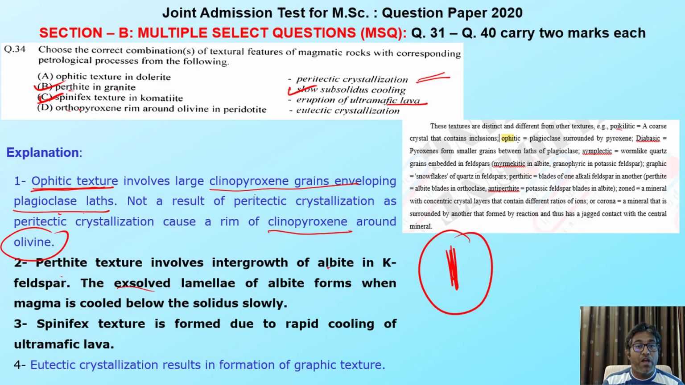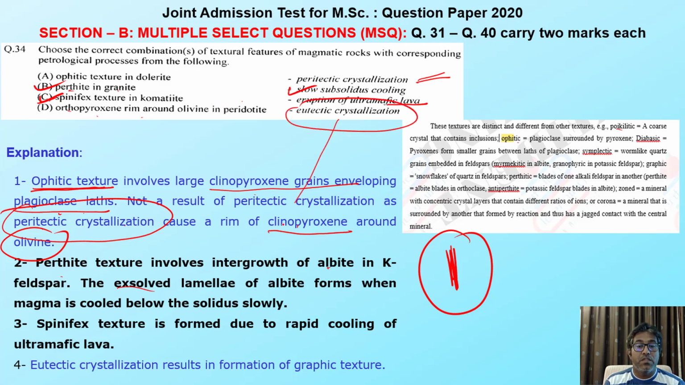And I already told you about the pyroxene rim around olivine. What I told you is that it is the result of peritectic crystallization. So this is not eutectic crystallization.